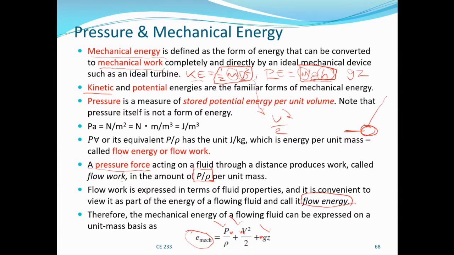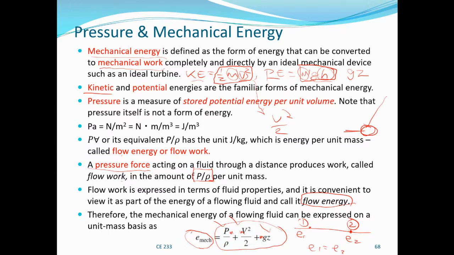Now, what is the Bernoulli equation? The Bernoulli equation is simply saying that the mechanical energy is conserved, meaning the total energy of a flowing fluid remains the same along a streamline. That is the simple way to explain Bernoulli's equation. The sum of the flow energy, kinetic energy, and potential energy on a unit mass basis is the same at every point along a streamline. Meaning, when you consider point 1 and point 2, this energy per unit mass, E1 here and E2 here, it's telling you E1 is equal to E2.